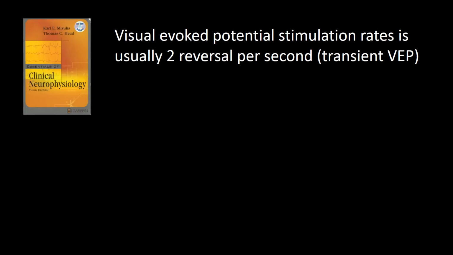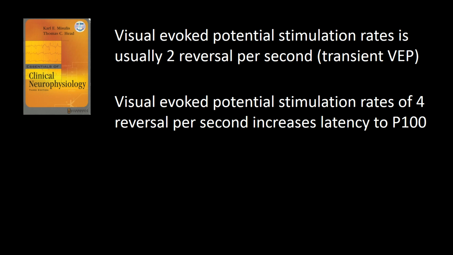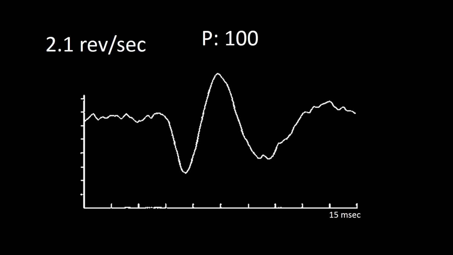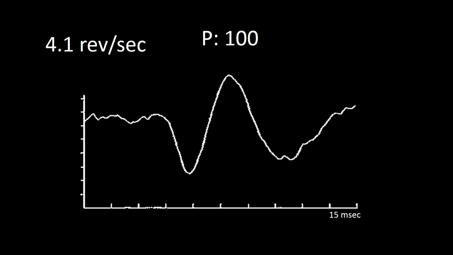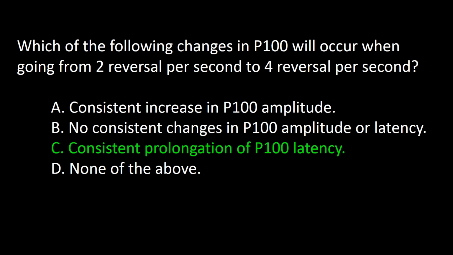At a rate of 2 or 2.1 reversals per second, the occipital cortex produces easily identifiable waves. Latency to P100 is consistently increased at about 4 reversals per second. This is a cartoon representing a visual evoked potential collected at 2.1 reversals per second. At such a rate, P100 latency was 103 milliseconds. Changing the rate to 4.1 reversals per second delayed P100 latency to 109 milliseconds. So the answer to this question is C.